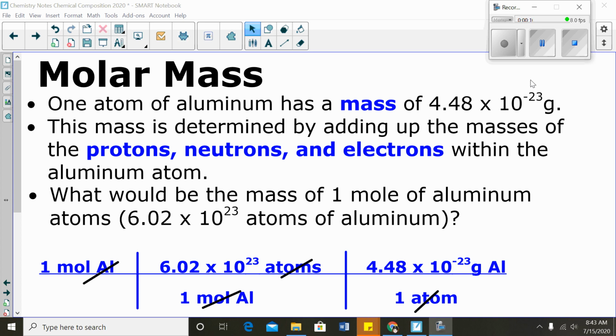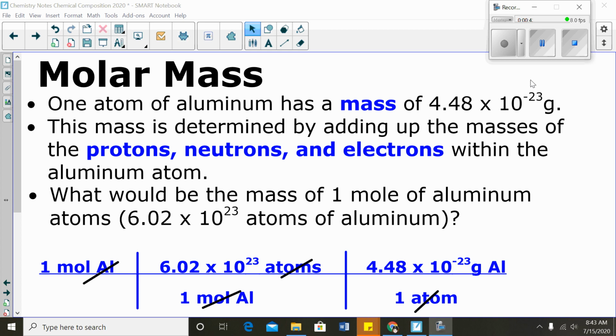One atom of aluminum has a mass of 4.48 times 10 to the minus 23rd grams, which is a really small number. Now this mass is determined by adding up the masses of the protons, neutrons, and electrons within the aluminum atom. So knowing this, what would be the mass of 1 mole of aluminum atoms, or 6.02 times 10 to the 23 atoms of aluminum?